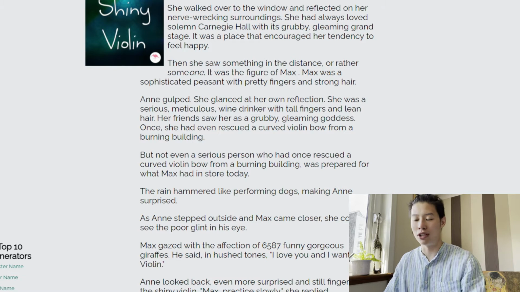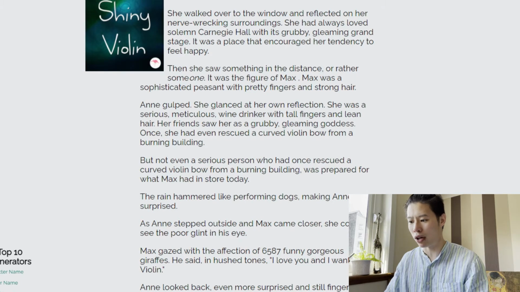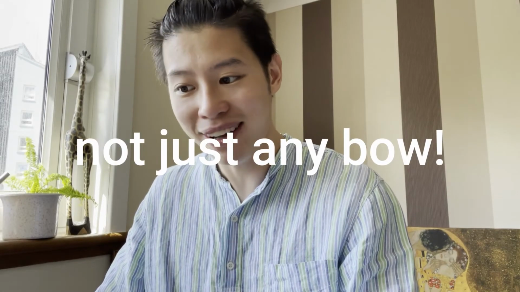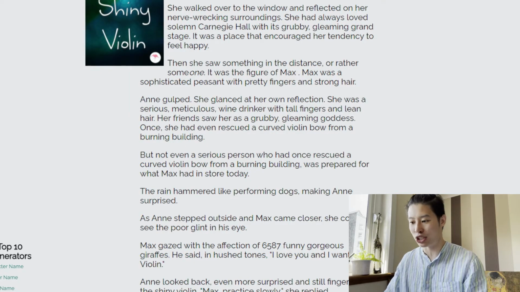Again, I have to apologize in advance. I have no idea this story is going to turn out this way, but the gleaming goddess, I think, is a positive thing. Grubby, not so much. Once she had even rescued a curved violin bow from a burning building. Wow. So that, I think, is an achievement to describe someone, a curved violin bow.